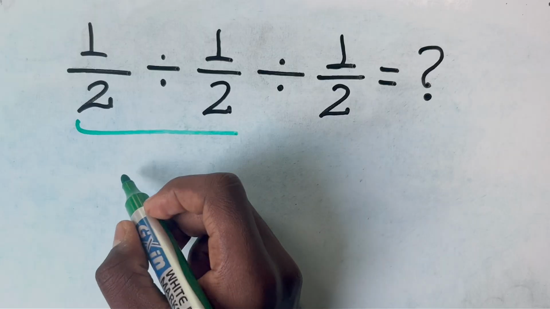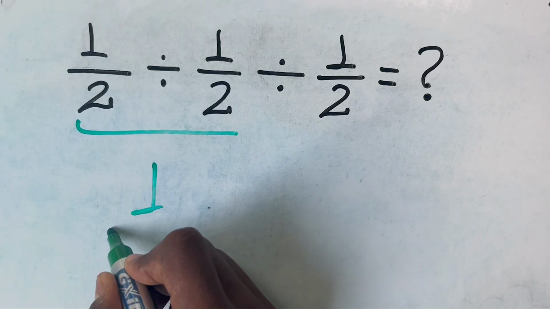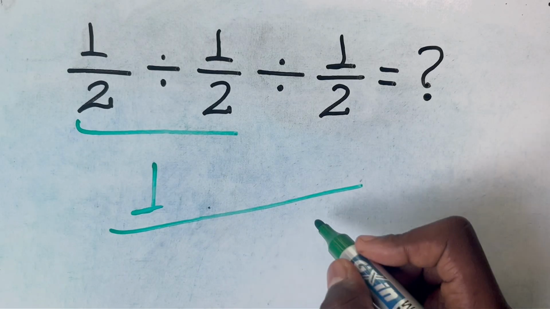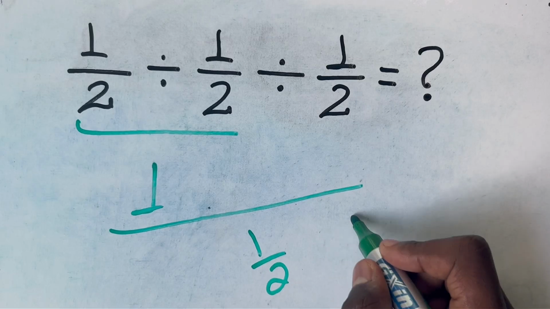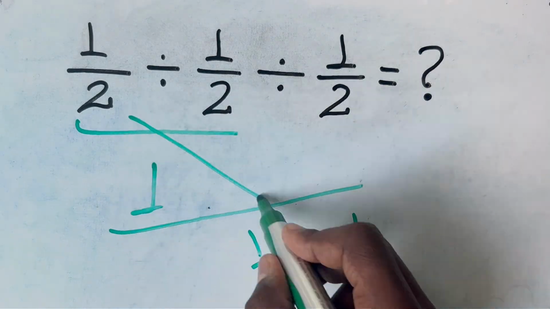1/2 divided by 1/2 gives us 1. Then most people argue that 1 divided by 1/2 gives us 1/2 or even 1. But those answers are not correct.